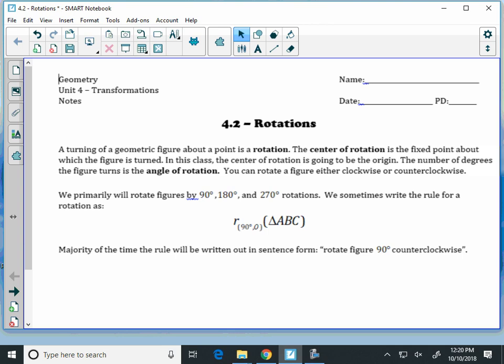Okay? Every time. The number of degrees the figure is turned is called the angle of rotation. Okay? And you can rotate a figure clockwise or counterclockwise. We primarily will rotate figures by 90 degrees, 180 degrees, and 270 degrees. Okay, those are the degrees that we're going to rotate figures by. Right? And we're always rotating around the origin, the majority of the time.